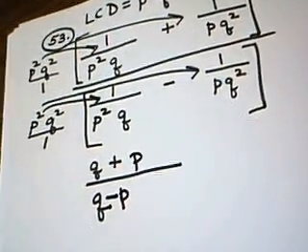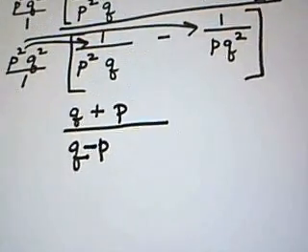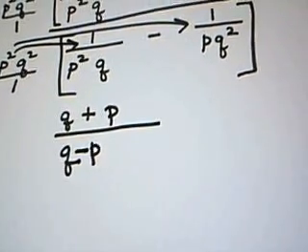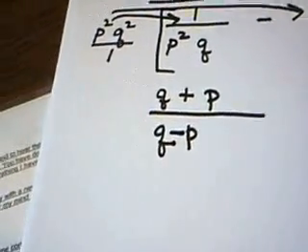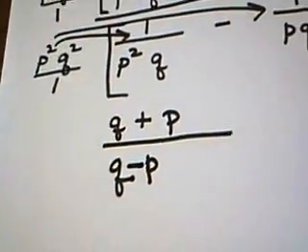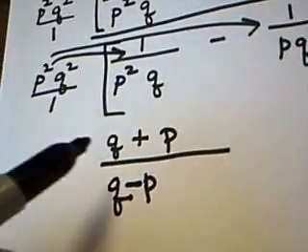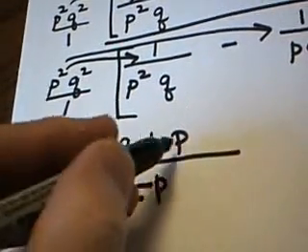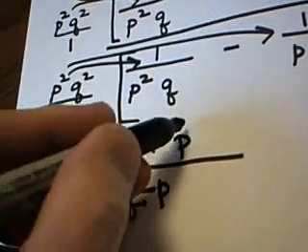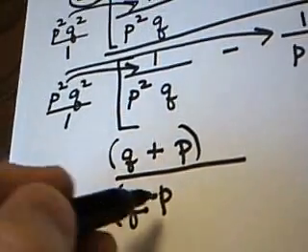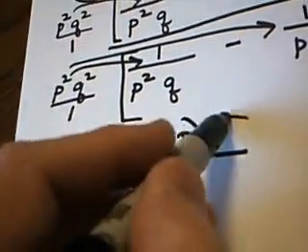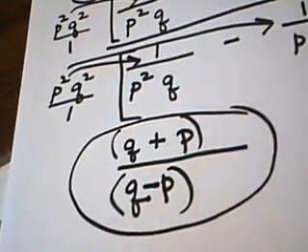Now, what you need to make sure of when you think you are finished with answering a question is that your final answer is in lowest terms. In this particular problem, of course it is, because q plus p is basically factored as itself times 1. q minus p is factored as itself times 1, so this turns out to be my final answer.